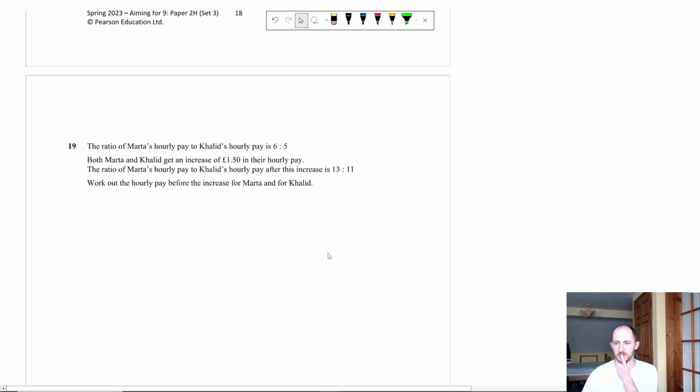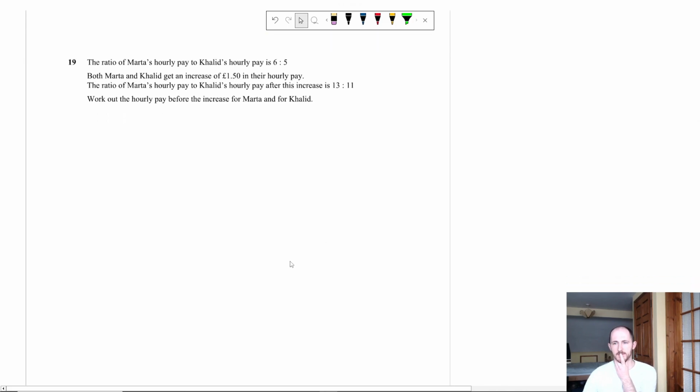I think we've got 2 more questions now. Ooh, ratios. I like ratios. Not really. The ratio of Marta's hourly pay to Khaled's hourly pay is 6:5. So let's do M to K, 6:5. Both of them get an increase of £1.50 in their hourly pay. Okay, so we can plus £1.50. The ratio of hourlies is now 13:11.